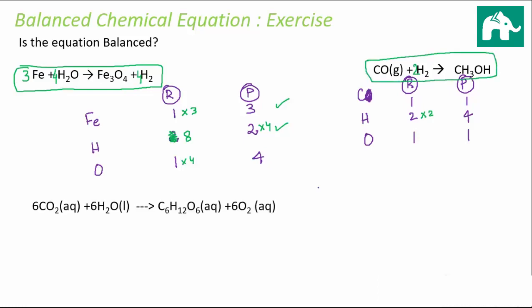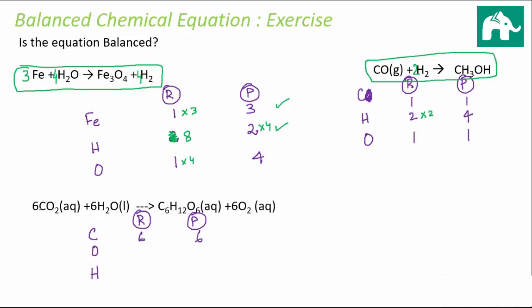Let's look at the third equation. CO2 plus 6H2O gives C6H12O6 plus 6O2. In this case again we have carbon, oxygen and hydrogen. Let's look at the count of the number of atoms on reactant and product side. So how many carbon do we have on the reactant side? 6. How many on the product side?